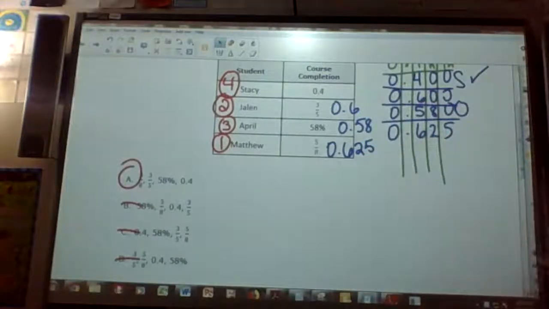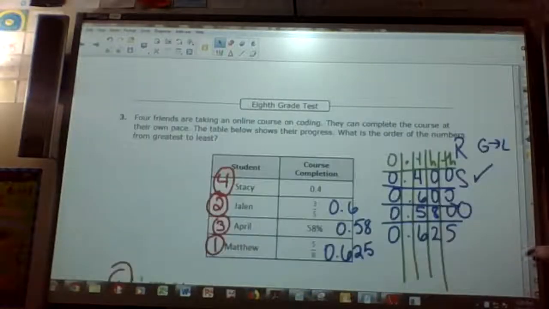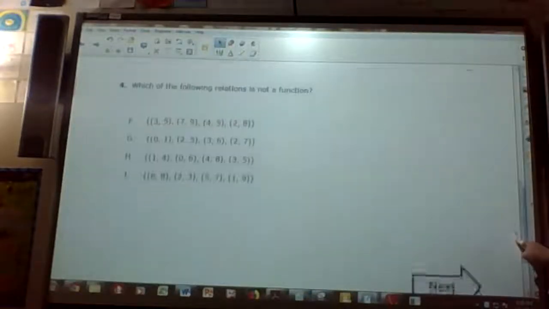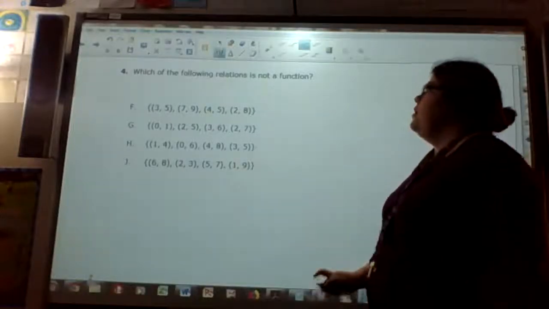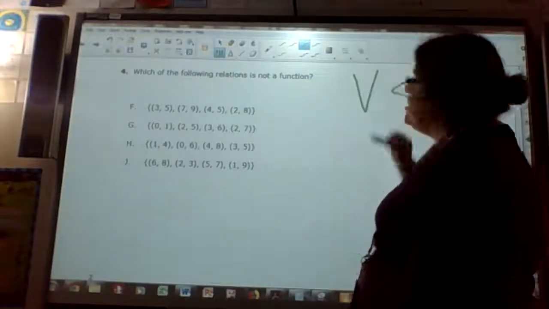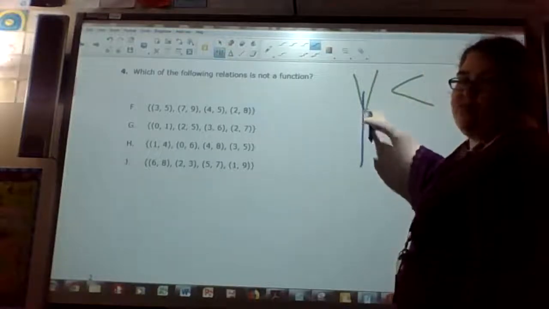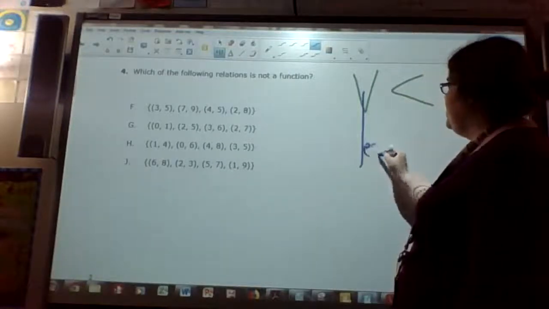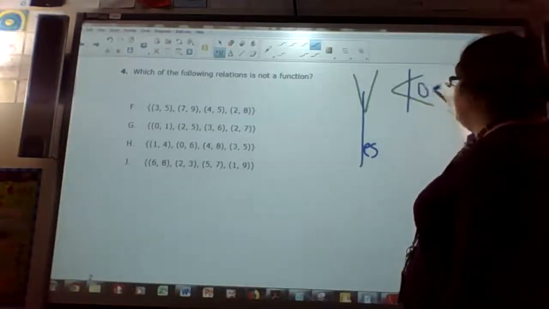Okay, next problem. Wait, did I miss one? Yeah, I did. Number 4. Which is not a function? So remember, a function has to pass the vertical line test. That means if it goes through the x value once, it is a yes. If it goes through the x value twice, it is a no.